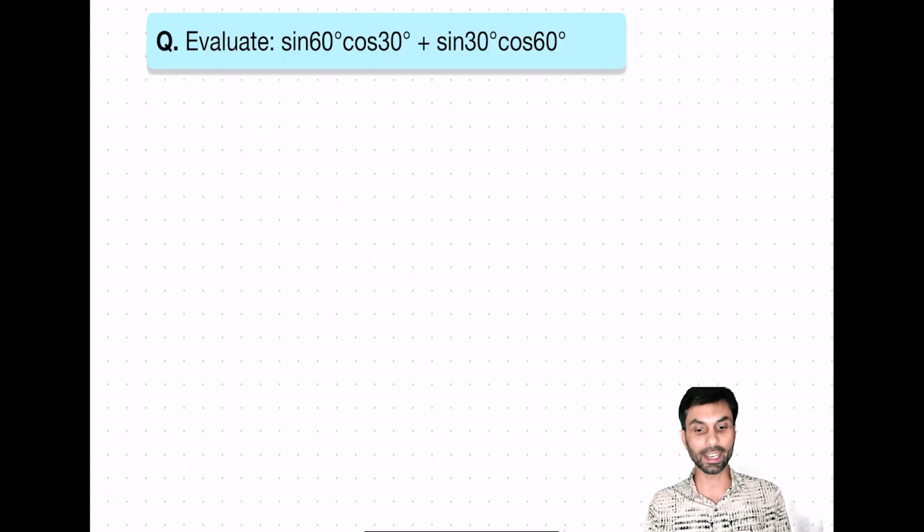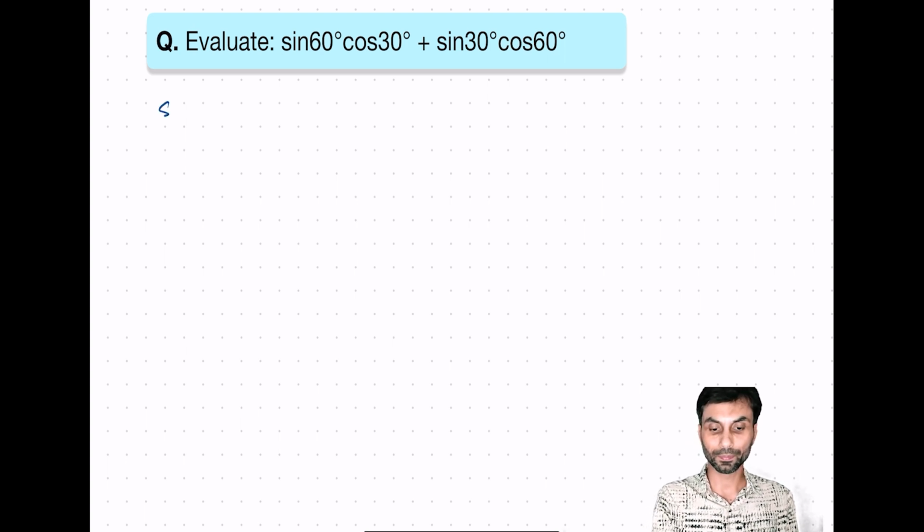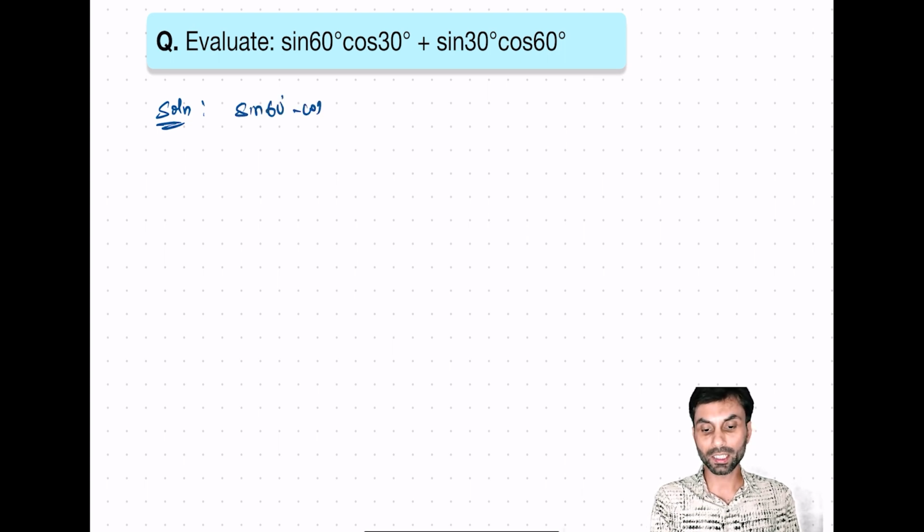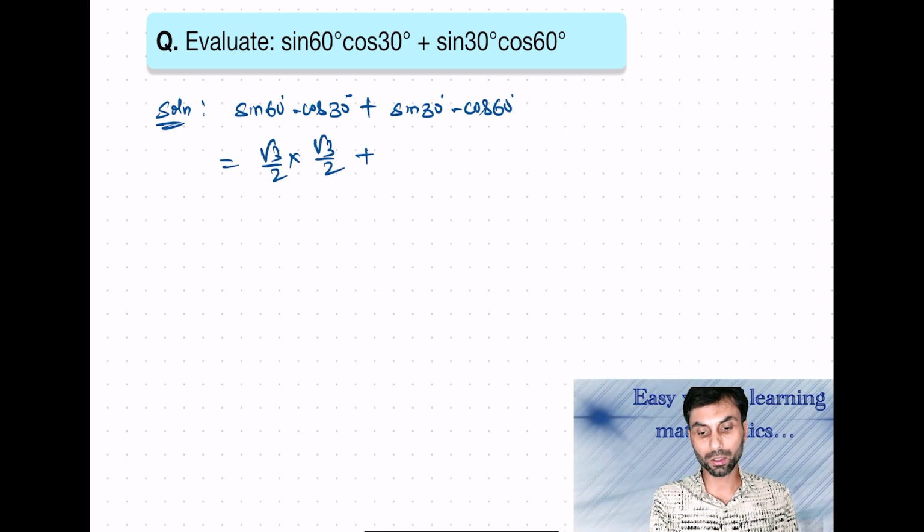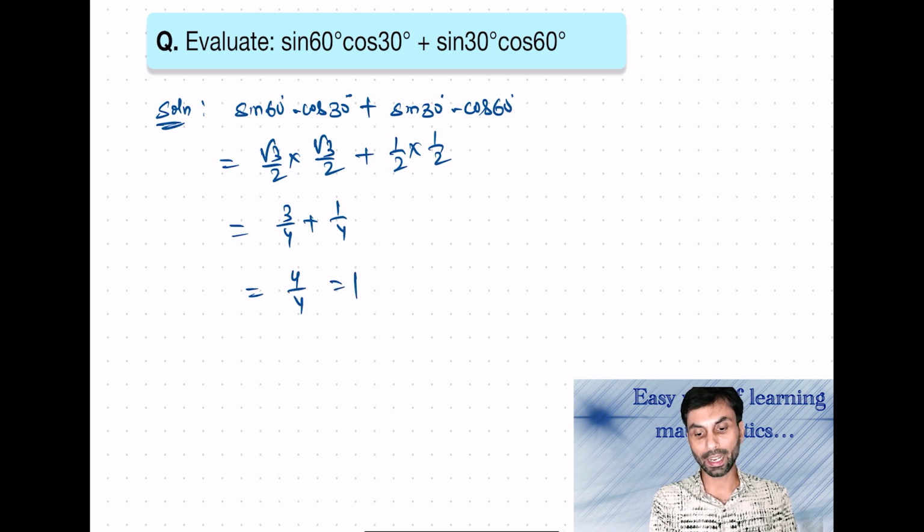So here the question is, evaluate the value of sine 60 degree into cos 30 degree plus sine 30 degree into cos 60 degree. So if I write sine 60 degree into cos 30 degree plus sine 30 degree into cos 60 degree, we'll get sine 60 is root 3 by 2 into cos 30 is also root 3 by 2 plus sine 30 is 1 by 2 into cos 60 is 1 by 2. This will be 3 upon 4 plus 1 by 4, which will be 4 upon 4, and the value will be 1.